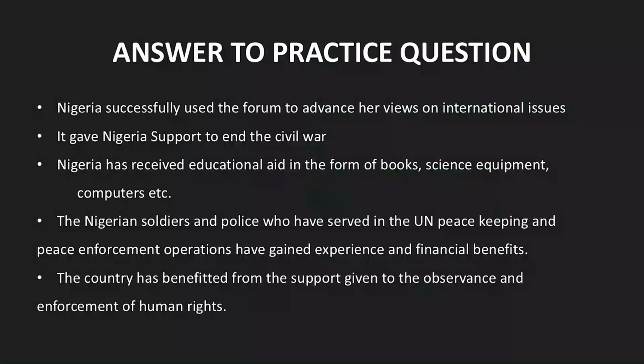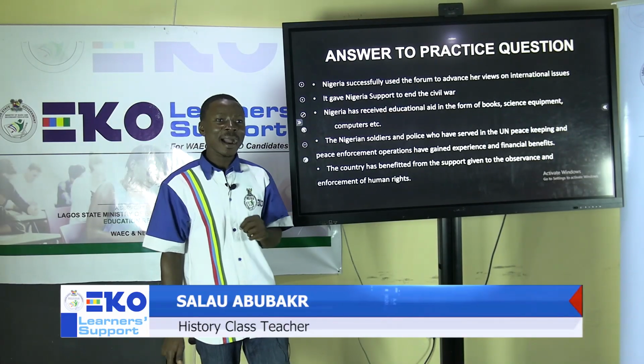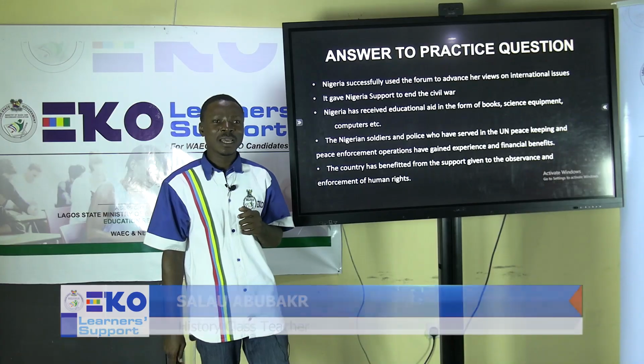The response to this question goes as follows. Nigeria successfully used the forum to advance her views on international issues. It gave Nigeria support to end the civil war. Nigeria received educational aid in the form of books, science equipment, computers, and lecturing support in higher institutions. Also, Nigerian soldiers, police and other security forces have gained practical experience through their participation in peacekeeping activities of the United Nations, and the country has benefited from the support given to the observance and enforcement of human rights. These are things Nigerian citizens benefit from directly, by making sure the human rights of every citizen are not abused.